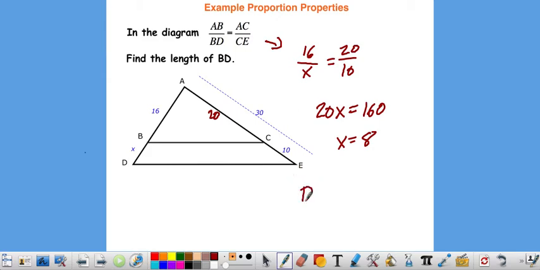So DB is 8. I want you to get in the habit of, if you're asked to give the length for BD, writing your final answer as DB equals 8.